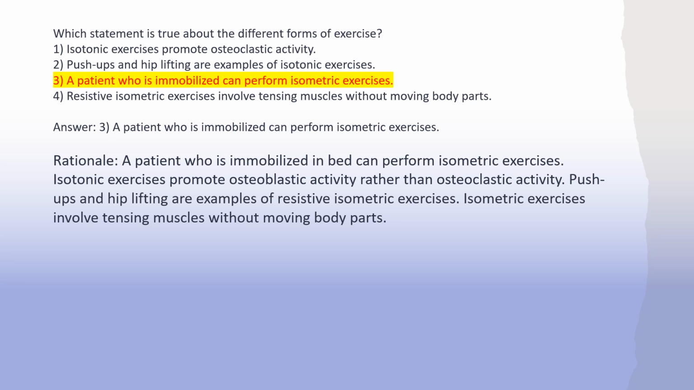Answer 3. A patient who is immobilized can perform isometric exercises. Rationale. A patient who is immobilized in bed can perform isometric exercises. Isotonic exercises promote osteoblastic activity rather than osteoclastic activity. Push-ups and hip lifting are examples of resistive isometric exercises. Isometric exercises involve tensing muscles without moving body parts.